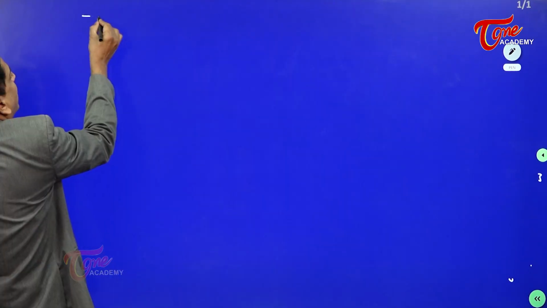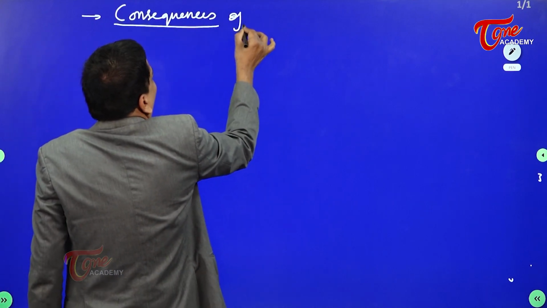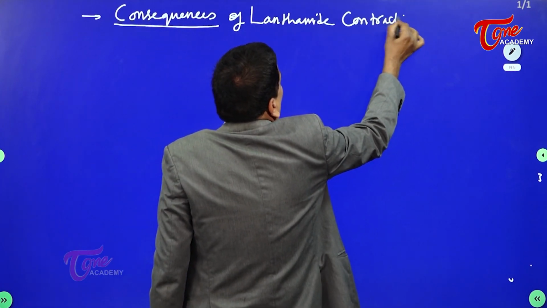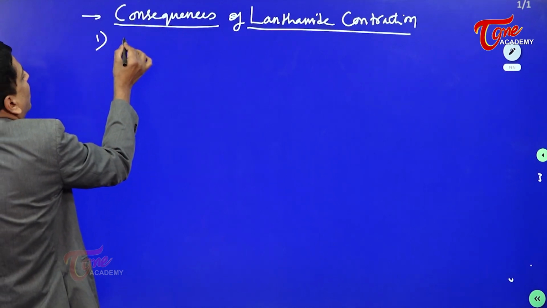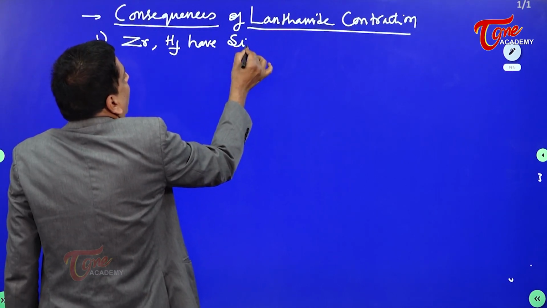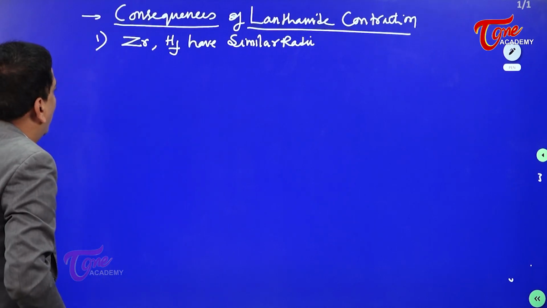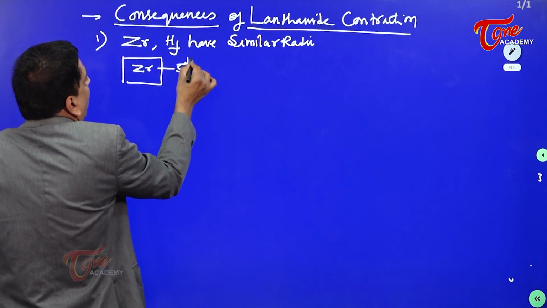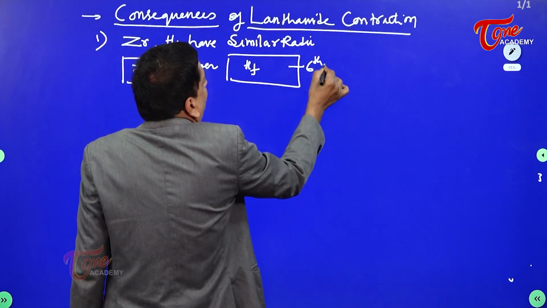Watch carefully here. If I list out all the properties to you, watch carefully. Consequences of lanthanoid contraction. What are the consequences of lanthanoid contraction? One, zirconium and hafnium have similar radii. And let me tell you that zirconium is the 5th period element and hafnium is the 6th period element.